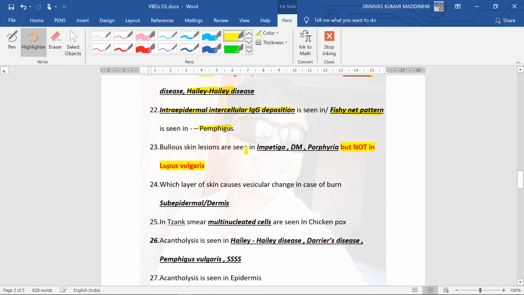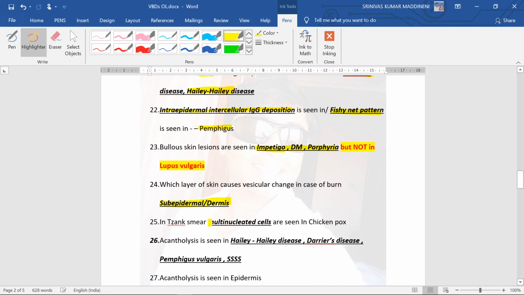Bullous skin lesions are seen in impetigo, diabetes mellitus and porphyria. But remember, it's not seen in lupus vulgaris. This was asked as an all-except question. Which layer of the skin causes vesicular change in case of a burn? It is subepidermal or dermis.